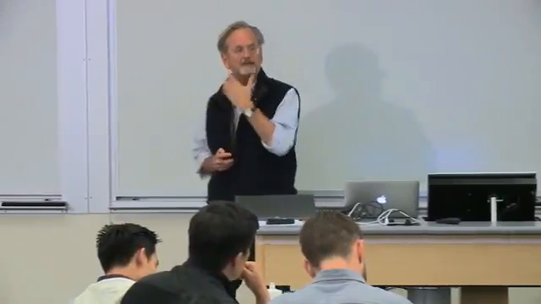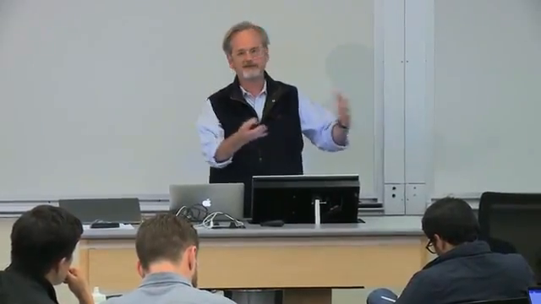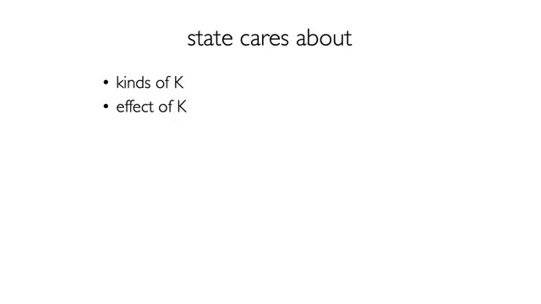So, for example, the state cares about the kinds of contracts. You can have contracts for the sale of tables. You can't have contracts for the sale of people, though you can sell dogs for reasons I can't understand. But the point is, we are deciding which type of things can be sold and which kind of things can't be sold. The state cares about the effect of the contract.